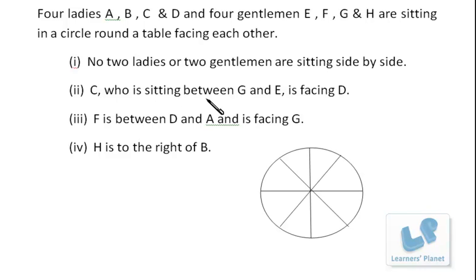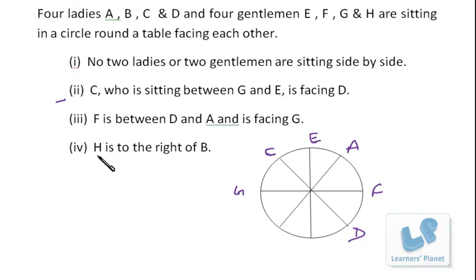C, who is sitting between G and E, is facing D. So that means, suppose I assume C to be here. He is facing D, that means D is over here, and this C is sitting between G and E. So I assume G here and E here, right? Now F is between D and A and is facing G. So F is facing G. So if G is here, F will be here. F is facing G, and F is between D and A. So A should be here, right?